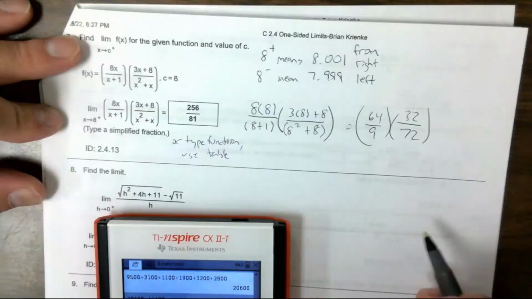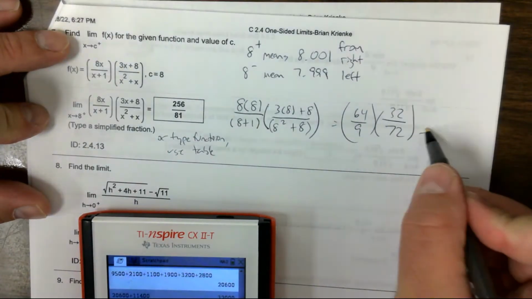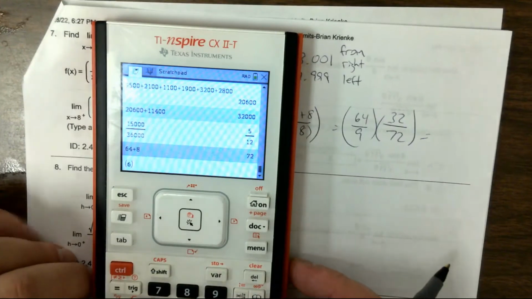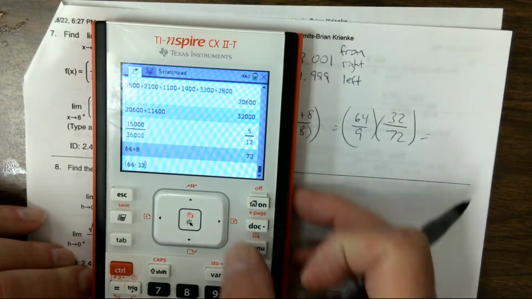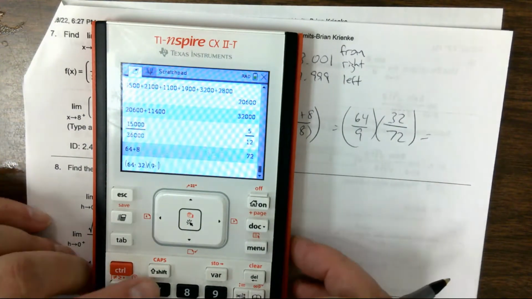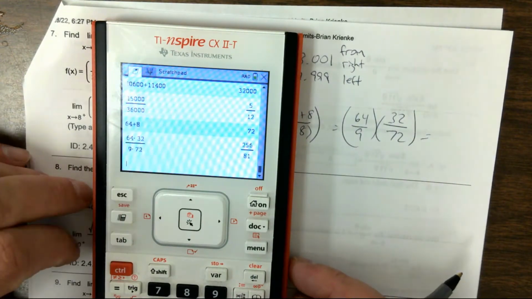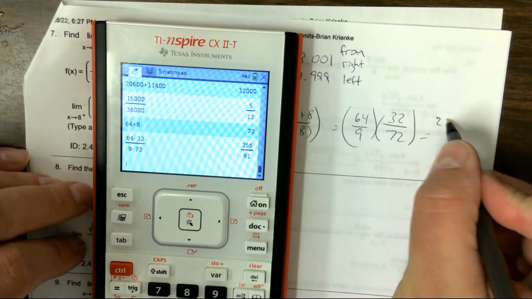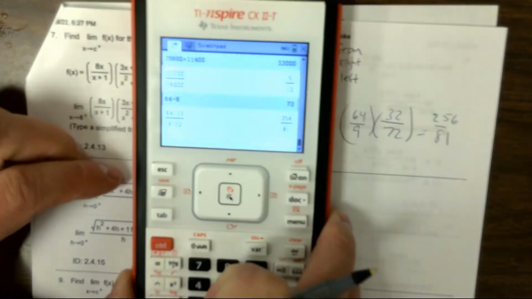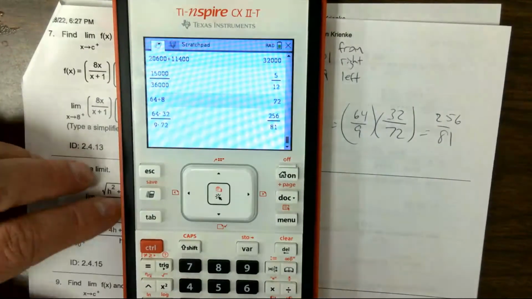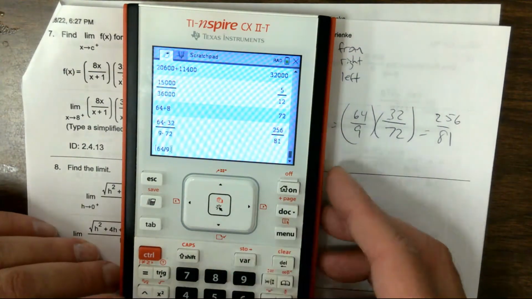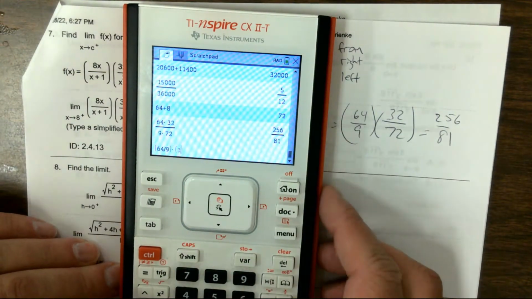And then just multiply your numerators. Well, you could do whatever. You could multiply your numerators like that, divide by your denominators. Oops. And that gives you 256 over 81, which is what we wanted. Or if you want to divide them separately, you could have said parentheses 64 over 9 times 32 over 72.